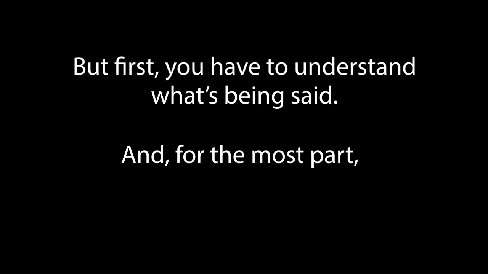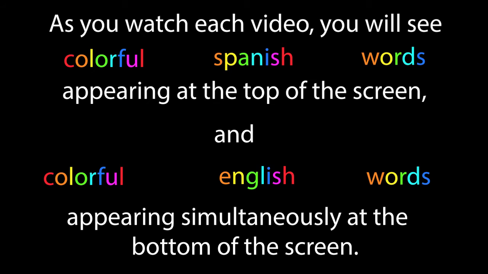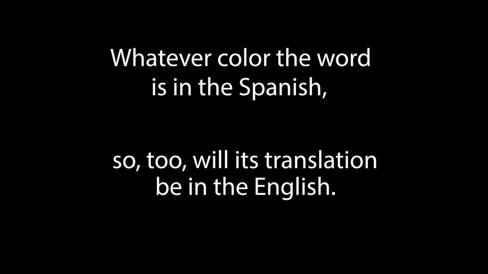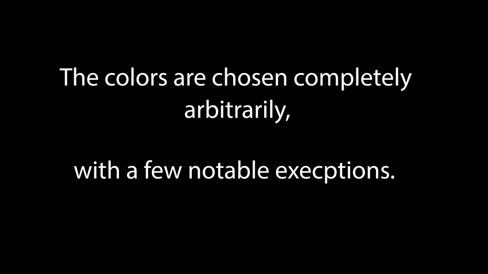But first, you have to understand what's being said, and for the most part, it should be pretty easy to figure out. As you watch each video, you will see colorful Spanish words appearing at the top of the screen and colorful English words appearing simultaneously at the bottom of the screen. Whatever color the word is in the Spanish, so too will its translation be in the English. This is meant to help you quickly recognize new words and phrases and to see how the word order may differ. The colors are chosen completely arbitrarily, with a few notable exceptions.